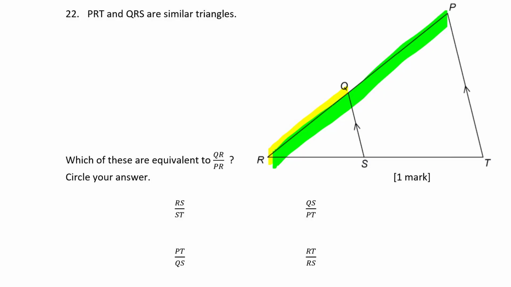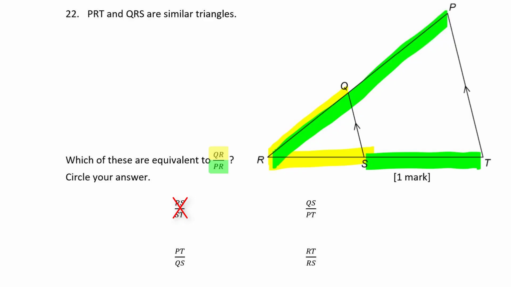So let's have a look. So RS to ST. So remember that QR was the smaller one and PR was the larger one, wasn't it? So as long as we've got the smallest one on the top and the largest one on the bottom, and they're matching up, they should be good. So where's RS? RS is that one, RS to ST. Well, that isn't going to work because they aren't matching sides. ST is not a side of the triangle, so not RS to ST.